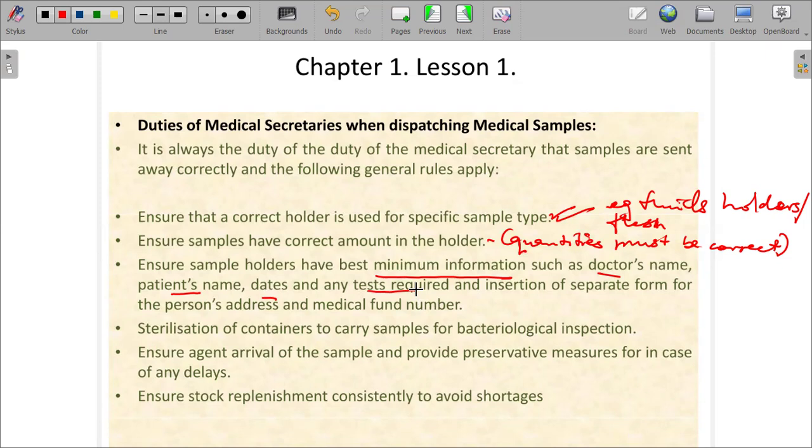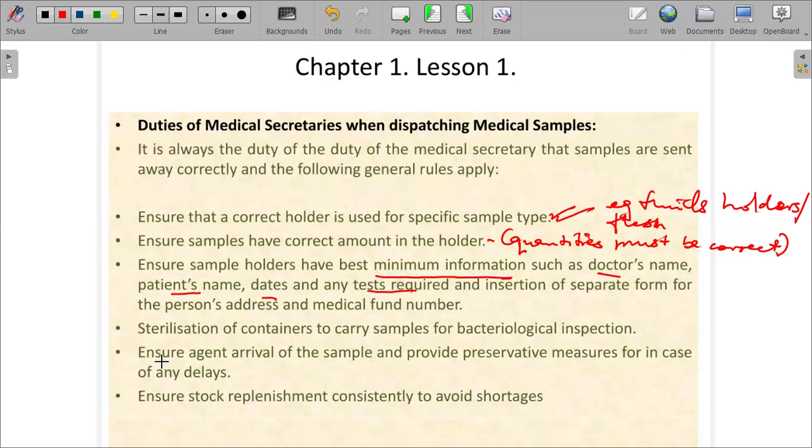So we can sum up by saying that the medical secretary ensures that the information on the sample holder is correct and corresponding, for example the name of the patient, the doctor's name, the dates and the test to be done, as well as a separate form for addresses and medical fund numbers being inserted.